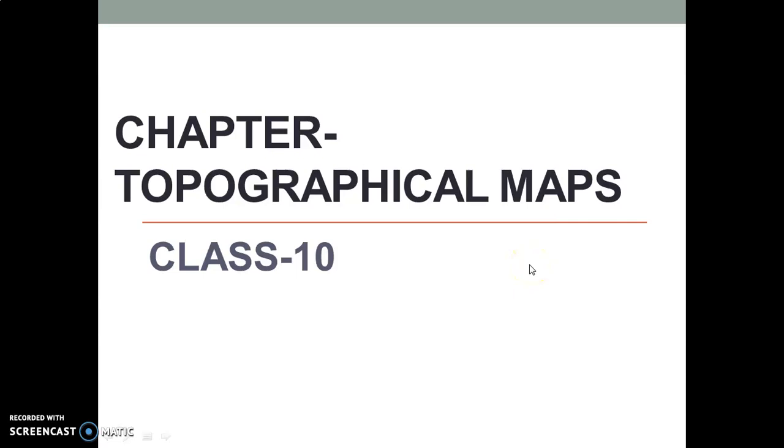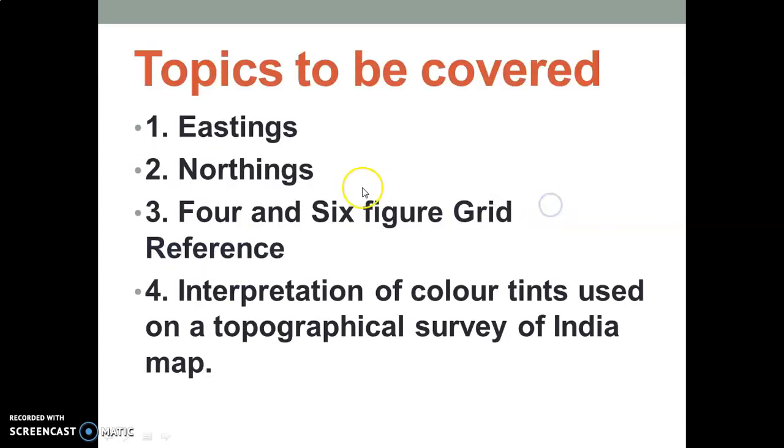Good morning, students. So we'll start the third part of topographical maps. In this video, I am going to explain eastings, northings, 4-figure and 6-figure grid reference, and interpretation of color tints used on a topographical survey of India map.